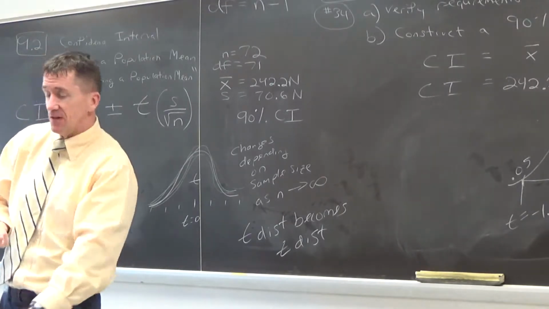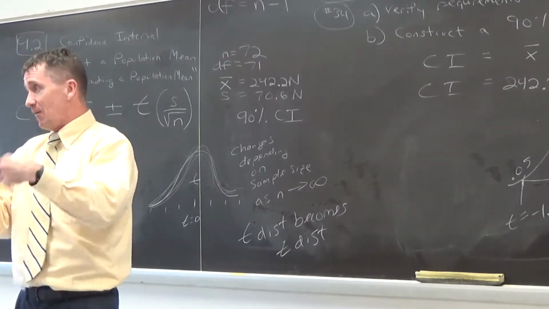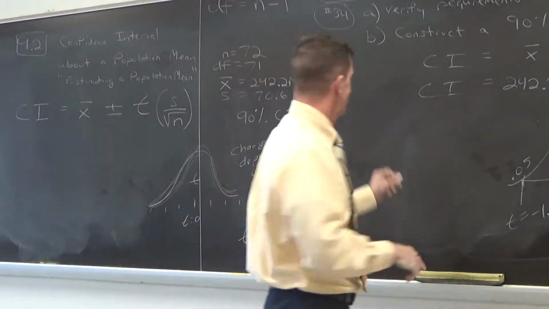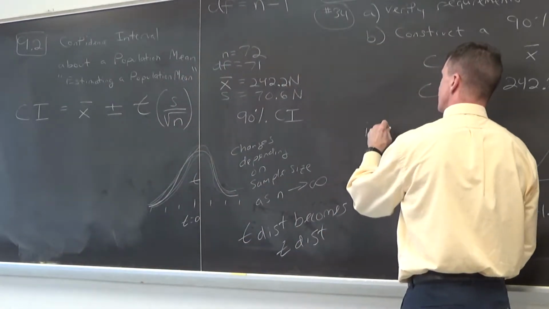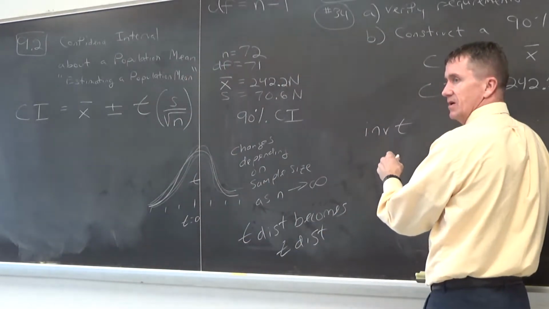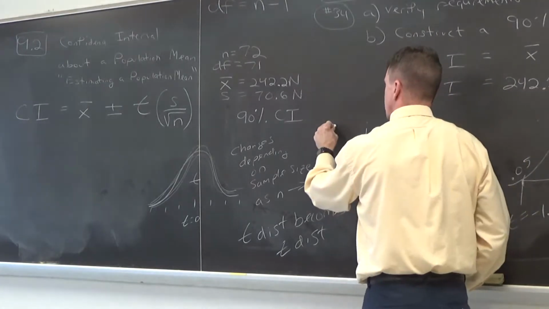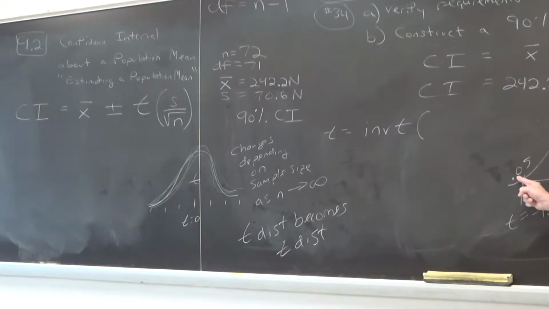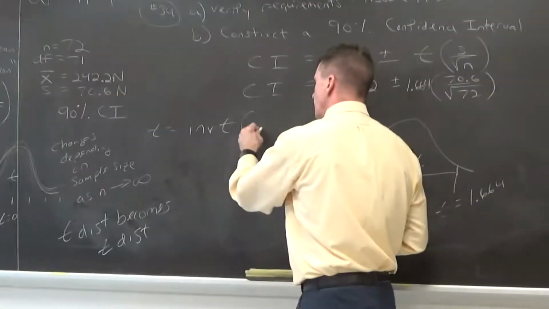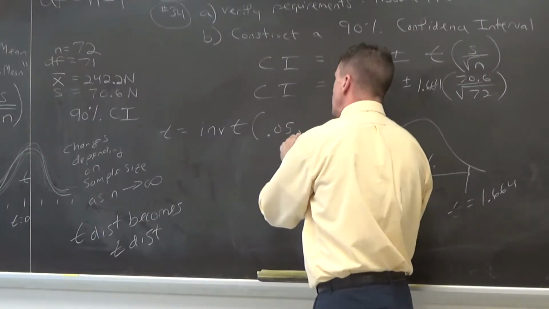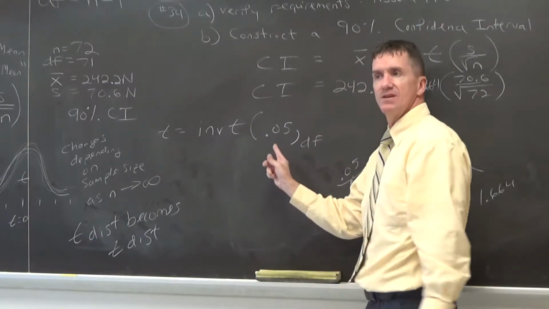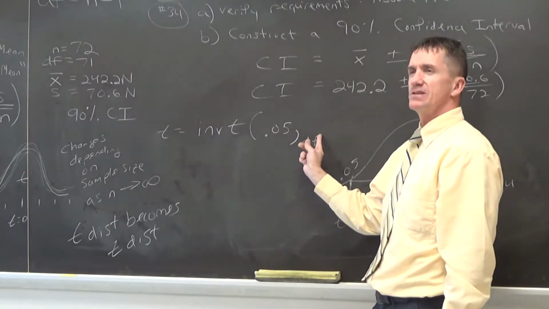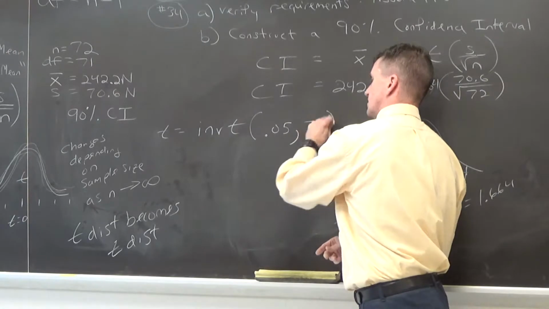So if anybody didn't feel like looking at the sheet and wanted to get this off their calculator, they'd have to use inverse T, and this would give you the t-score. So t-score would equal inverse T, and you'd have to put in what's in that left tail? 0.05. But then you have to put a comma and list the degrees of freedom. So how many degrees of freedom did this have? You just go like that.